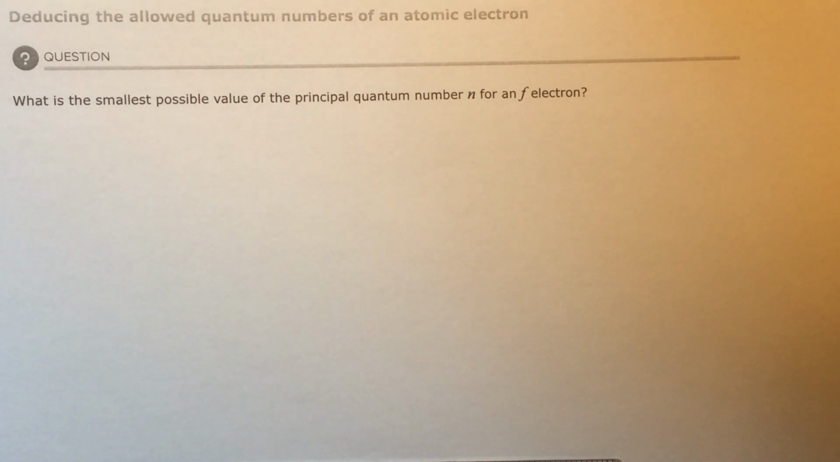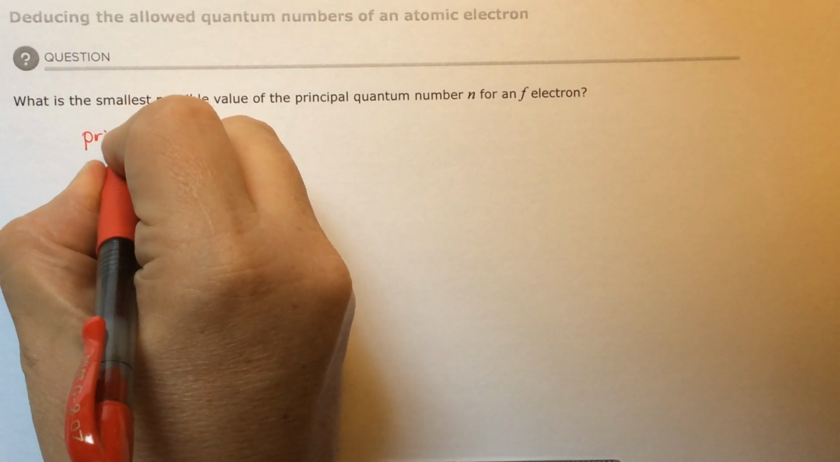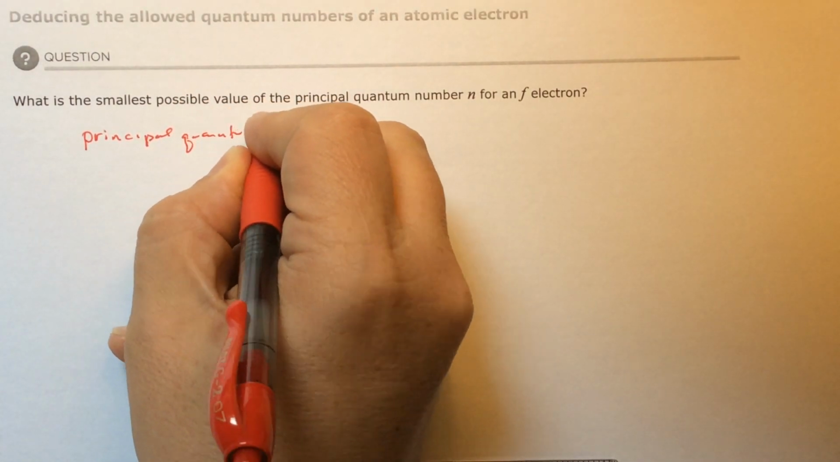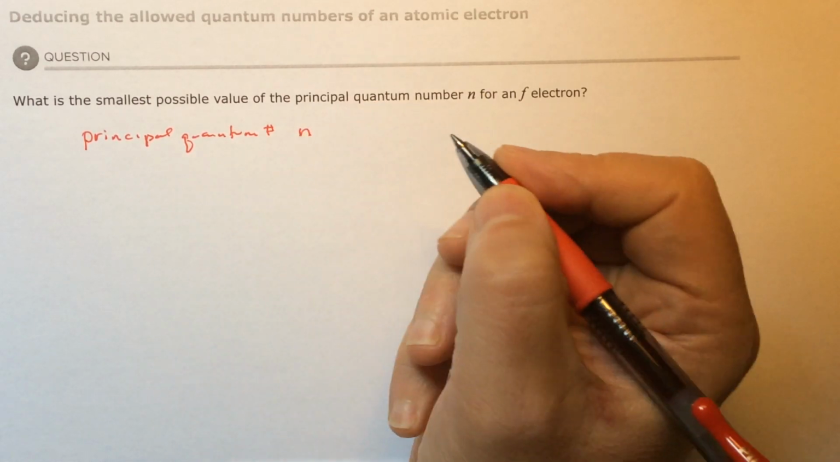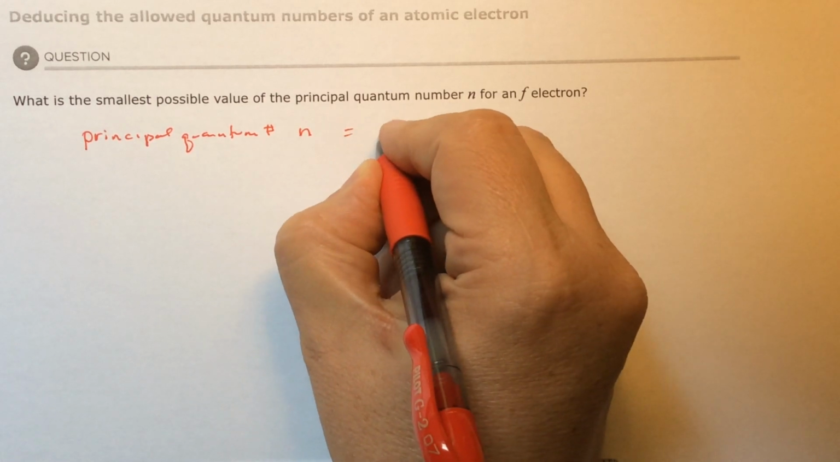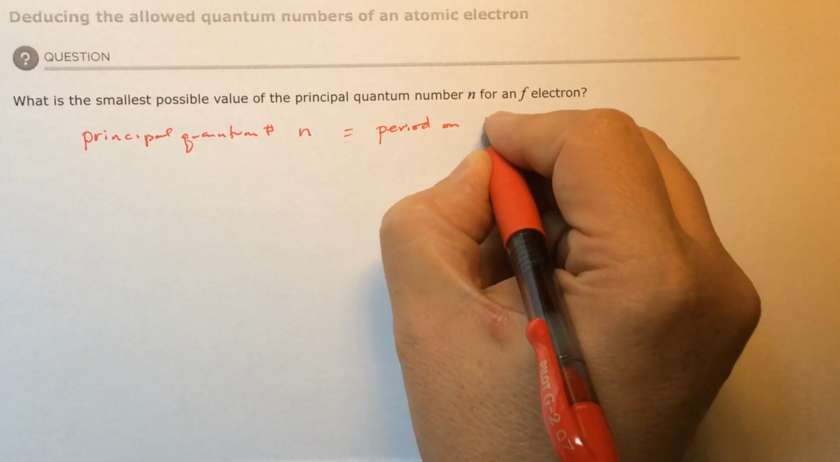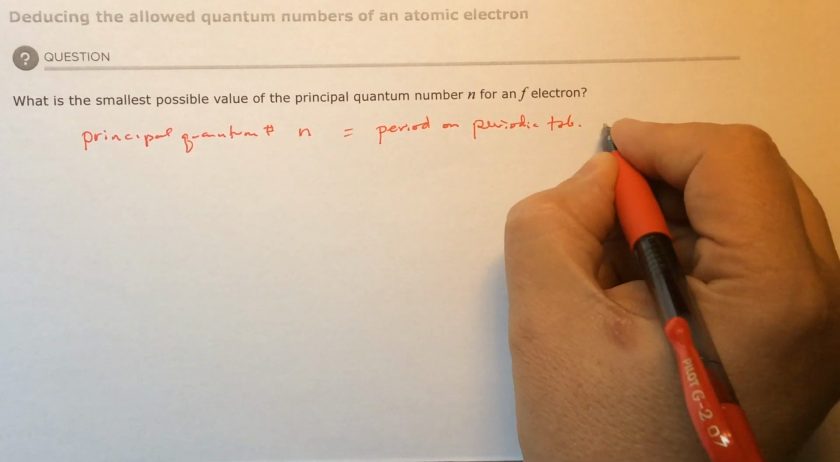There are 4 quantum numbers that perfectly describe the address of every single electron in any element you want to look at. The first one is the principal quantum number. The principal quantum number is n, and it is equal to the period on the periodic table of the electron.